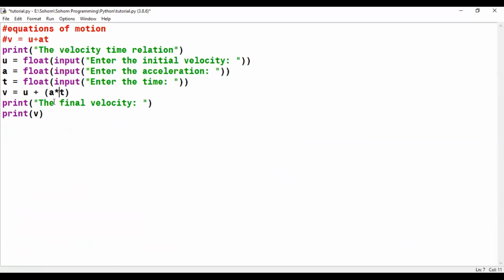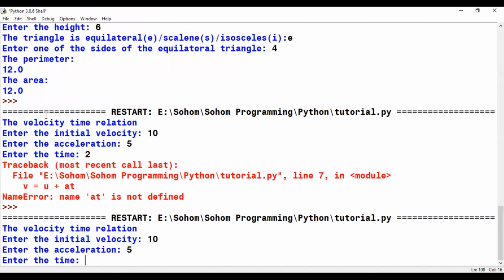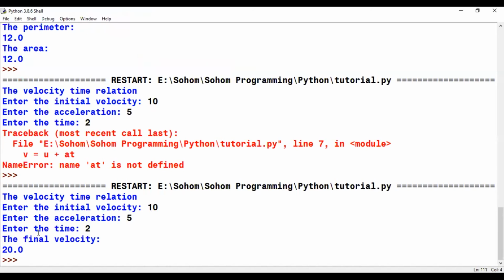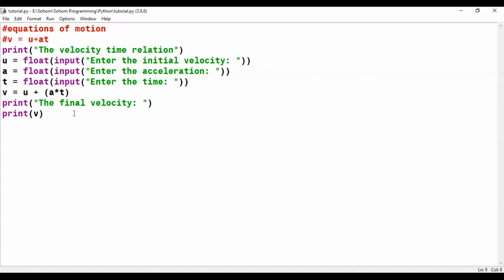What we write as at, the computer can't understand that at actually means a into t, that is, we are multiplying two values and just not putting the multiplication sign here, but in computer language you always have to put that multiplication sign. So if I run this now, you will see 10, this will be 5, and this will be 2, and you can see 5 into 2 is 10, and 10 plus 10, 20. And this small mistake is why we were getting an error.